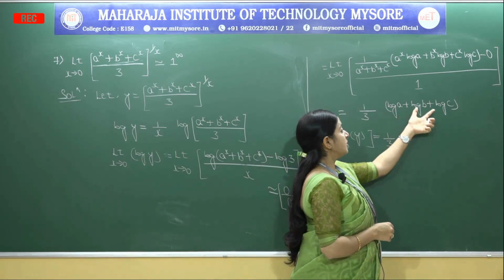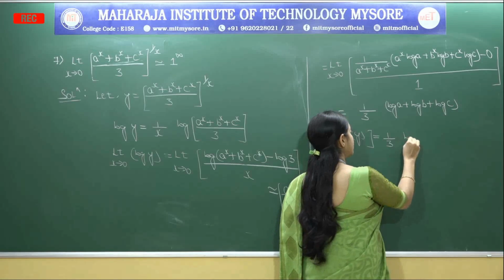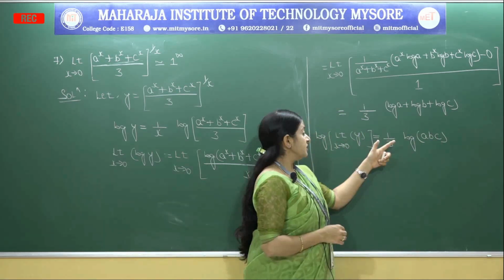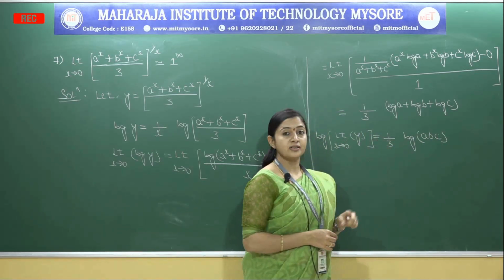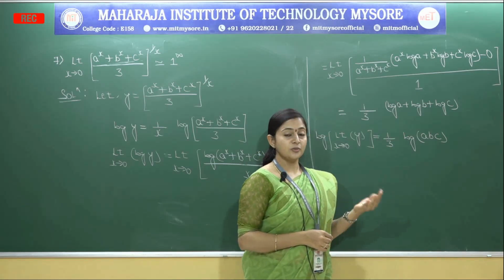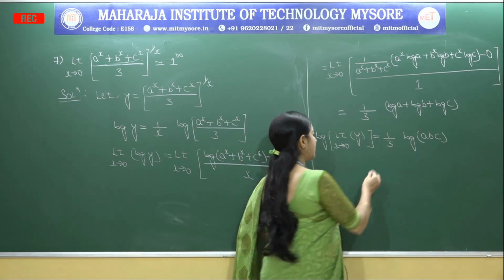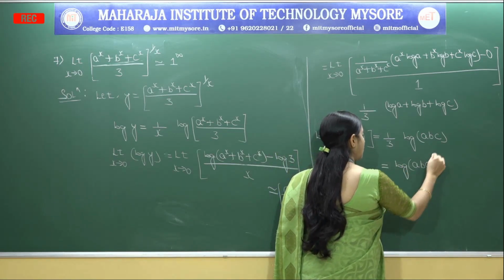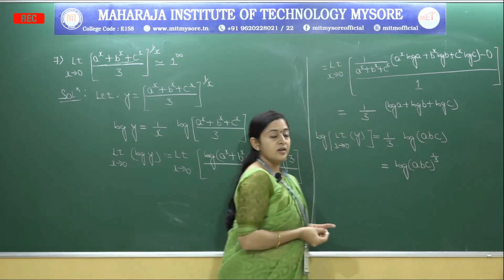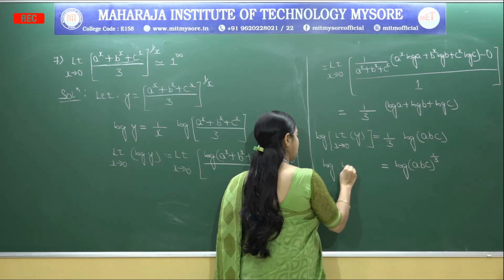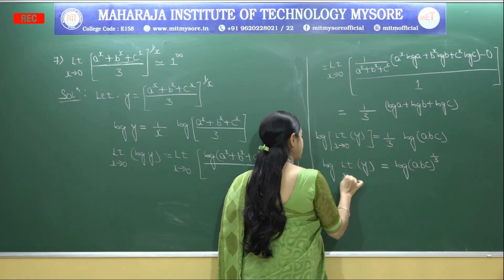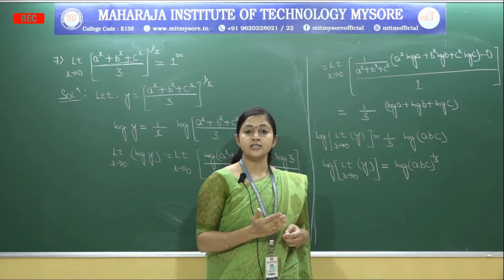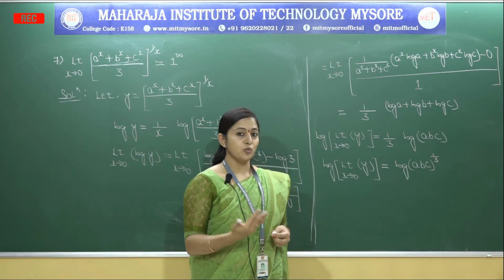You have the property log a plus log b plus log c can also be written as log abc. Since you have the multiplication of 1 by 3, then apply the logarithmic property m log a is log a power m. You can also write this term as log of abc power 1 by 3. In the left part, you have the log with limit y as x tends to 0. Since in both the sides you have the logarithm, neglect the log on both the sides.